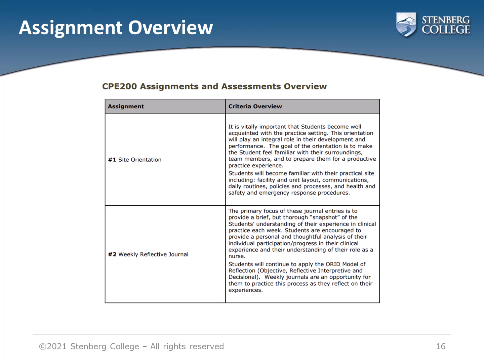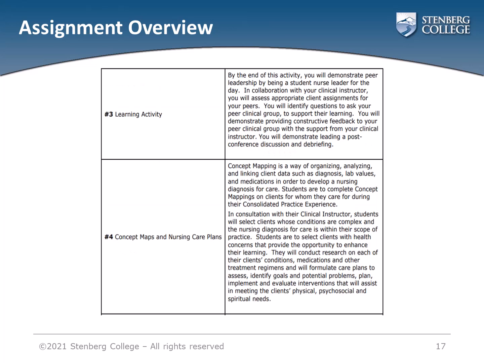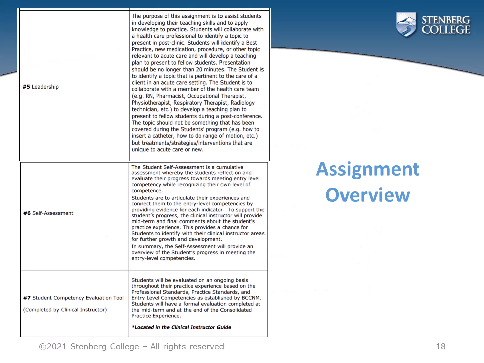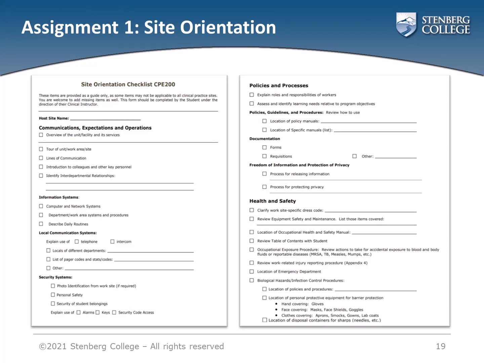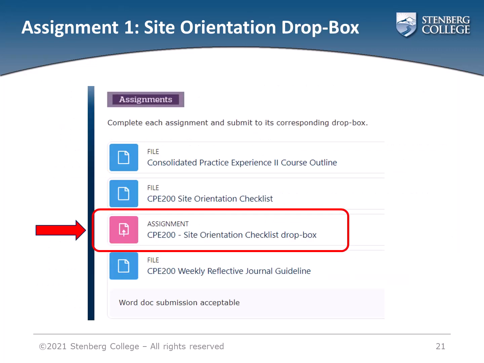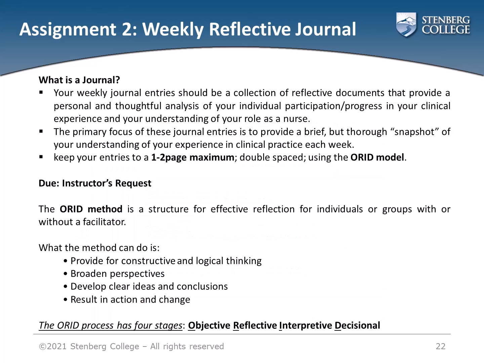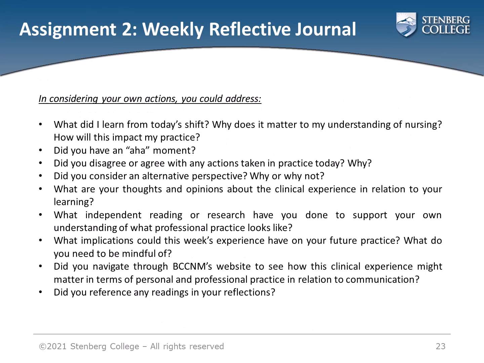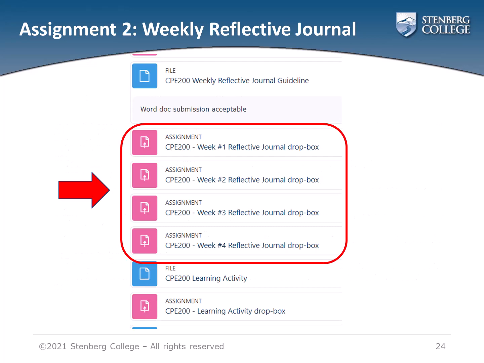Here are the assignments for CPE200. Starting with the site orientation on your first day, which needs to be signed by yourself and your instructor, and uploaded on Moodle in the appropriate Dropbox. Next is the weekly reflective journal, which is a total of 1 to 2 pages and double-spaced using the ORID model. Keep your client's confidentiality by only including the initials. Follow your instructor's instructions when it comes to due dates and when to upload on Moodle.